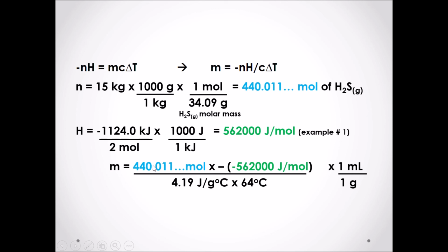We can now put this into our equation where m equals negative nH divided by c delta T. So we have our mole value times our joules per mole, and this will be divided by the specific heat capacity of water times the temperature change of water. This calculation should yield an answer in grams, which we can then multiply by 1 milliliter over 1 gram, the density of water, to give us a final answer of 9.2 times 10 to the 5th milliliters of H2O.